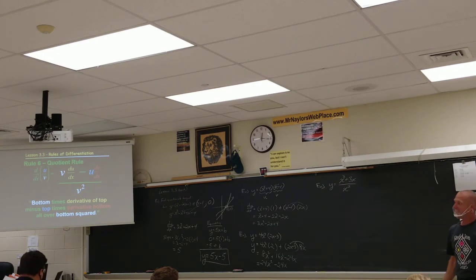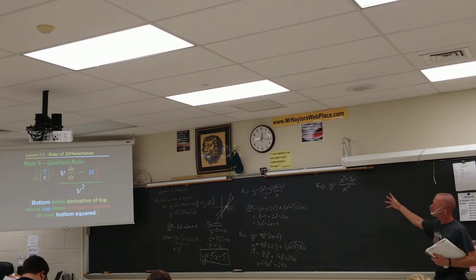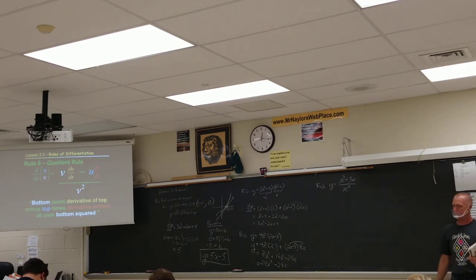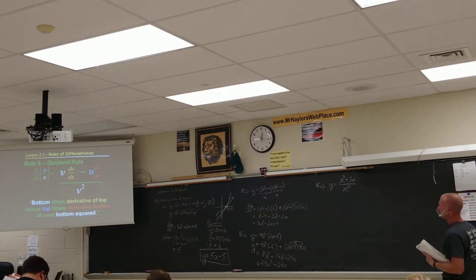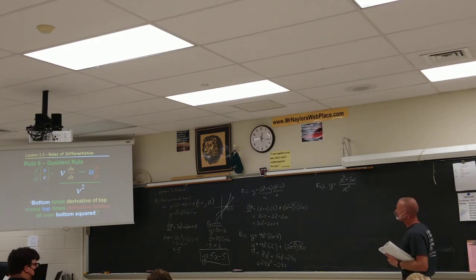So we got x cubed plus 3x all over x squared. Okay. Usually these stick out like a sore thumb. I mean, again, it's a quotient. It's a fraction. It's got a top. It's got a bottom. So we're going to use the quotient rule.